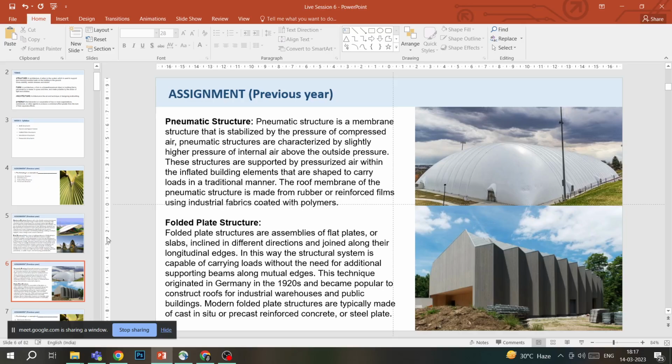So these modern plate structures originated in Germany as a way to create roofs, but nowadays folded plate structures are actually used in any form. They're used as walls also, they're used as floors also, and they're usually either made cast in situ, or precast, or made of steel plate. So there are various materials usually used for folded plate structures, but the most common is RCC.